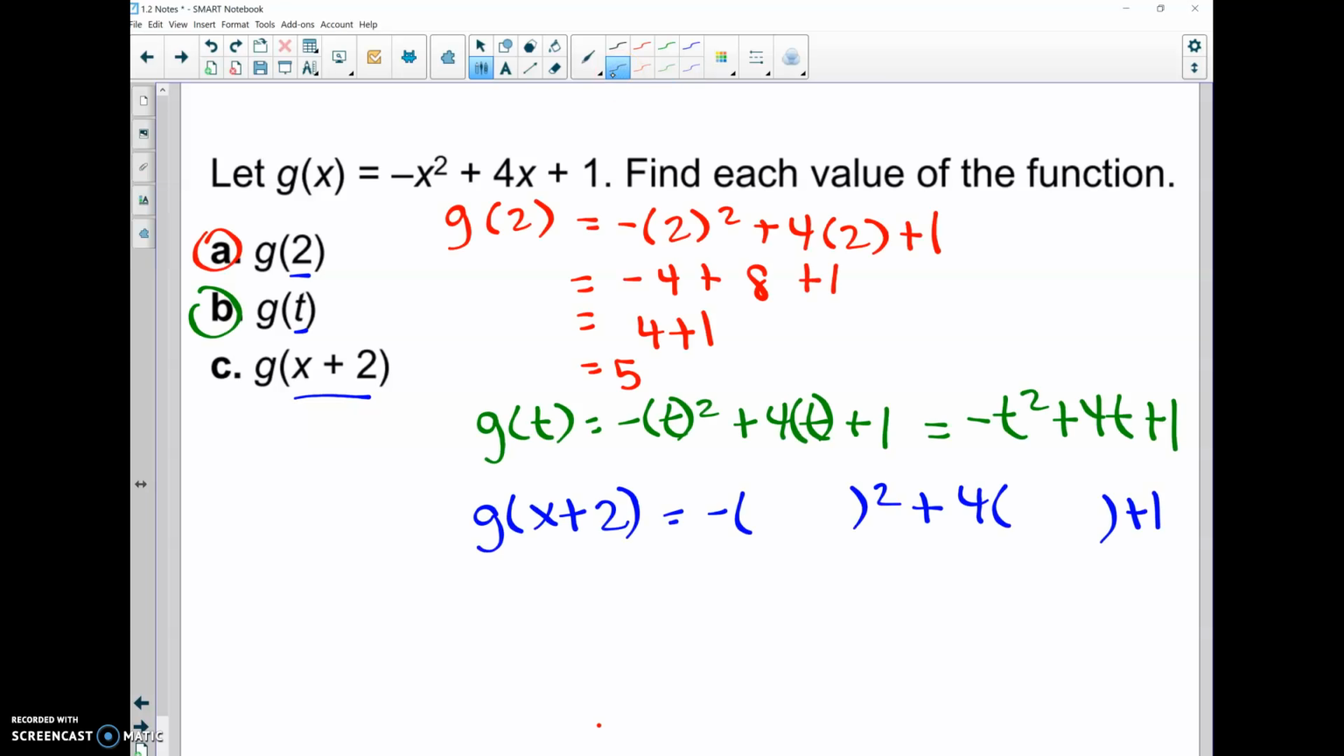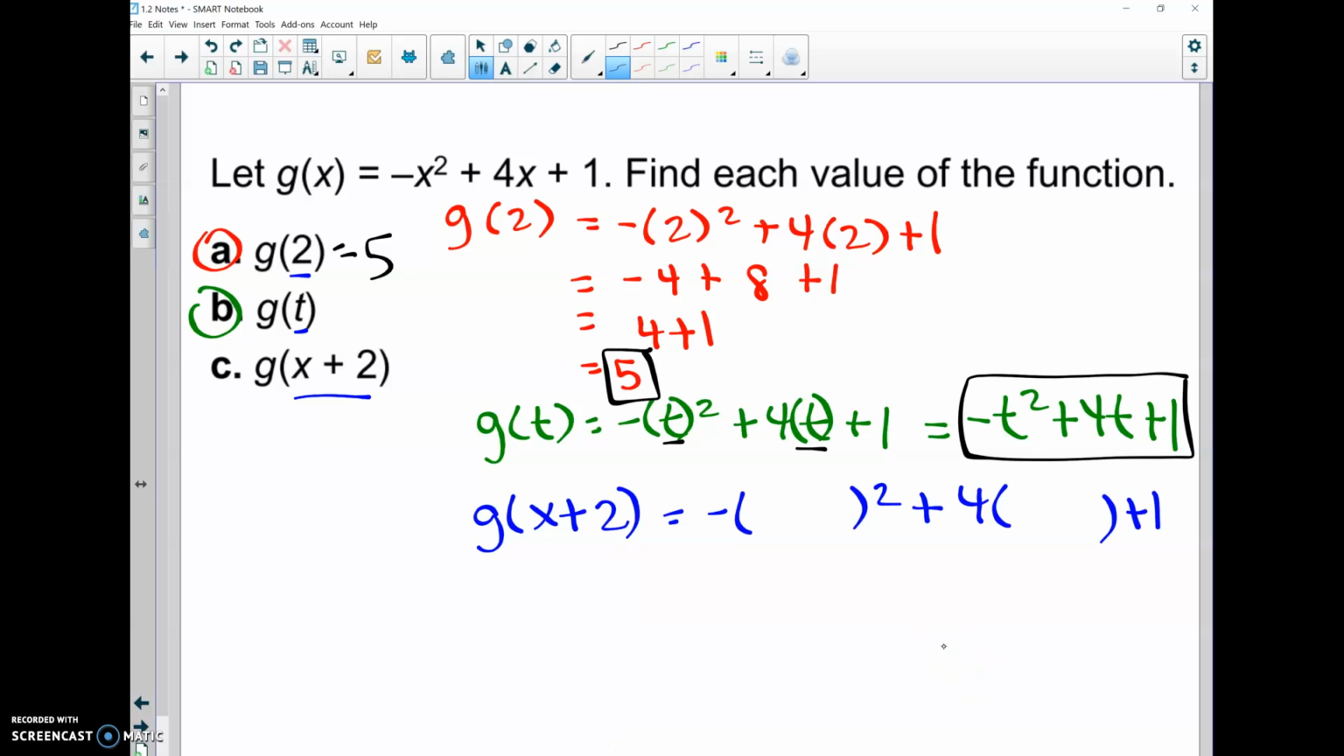All right, for part A, g of 2: when you plug in 2, notice whenever I'm replacing x and substituting in a value, I put parentheses around it, even if it's a positive number. So g of 2 equals 5. Part B, g of t. You are only changing your variable of x to t. I put parentheses around it just to get into a habit here. So g of t would be -t squared plus 4t plus 1.